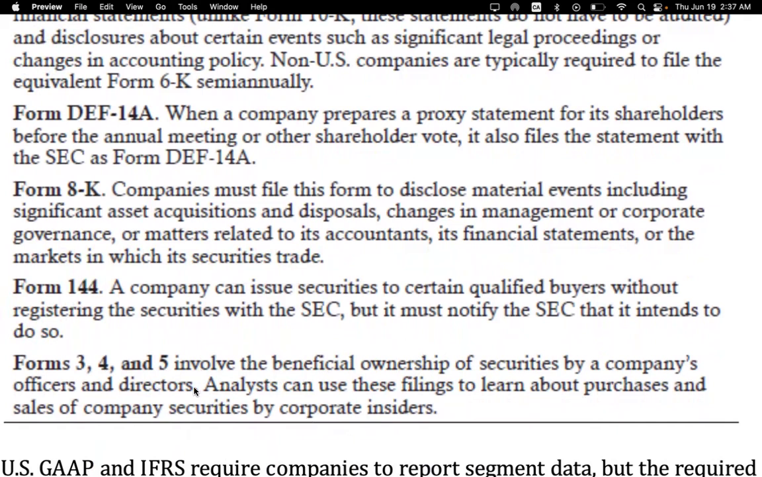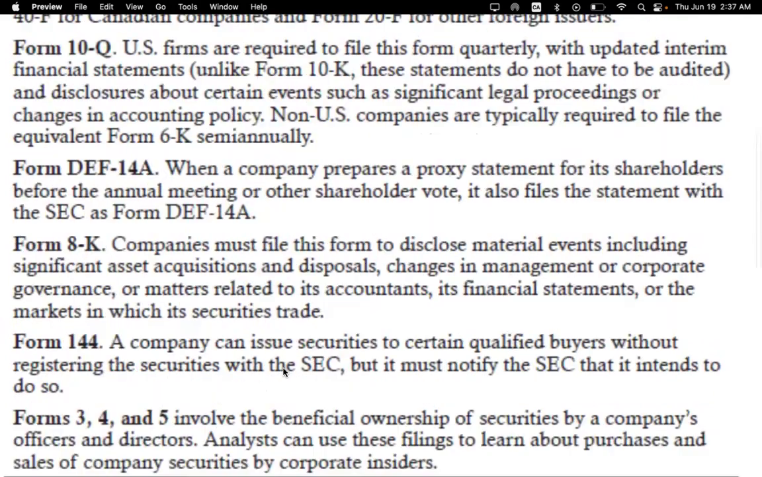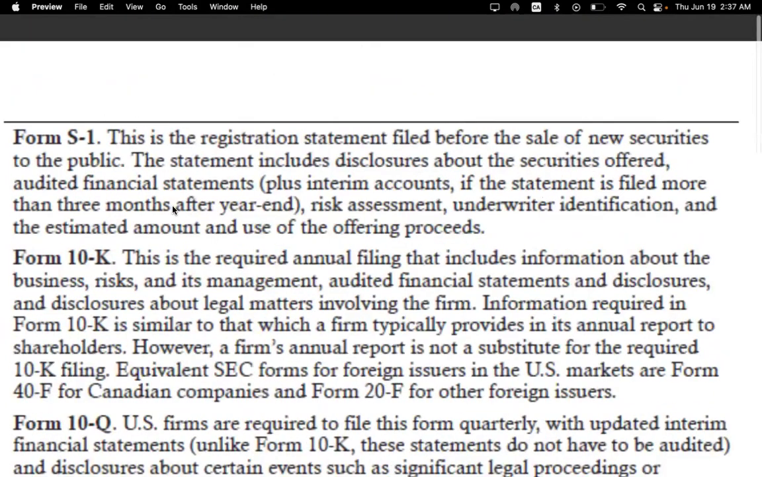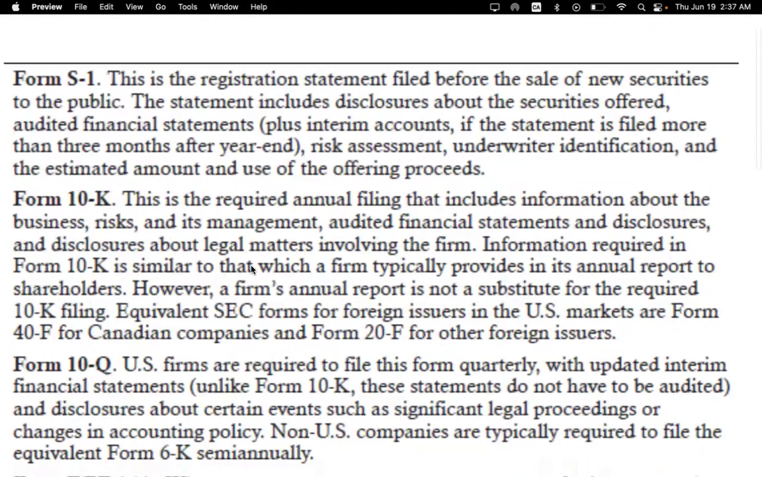So owned by insiders. Analysts can use these filings to learn about purchases and sales of company securities by corporate insiders. So very simple, S1, you file this before the sale of new securities to the public, okay? And this is the registration statement. Then Form 10K, this has your annual audited financial statements, your disclosures, legal matters. Information required in Form 10K is similar to which a firm typically provides in its annual report.